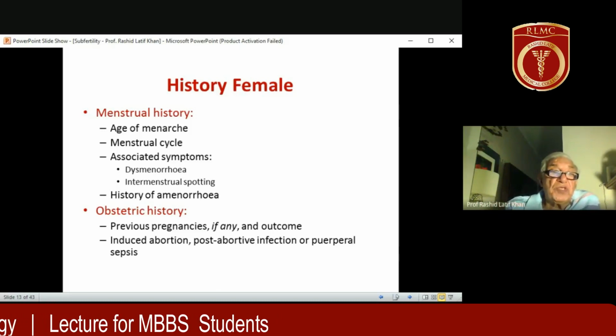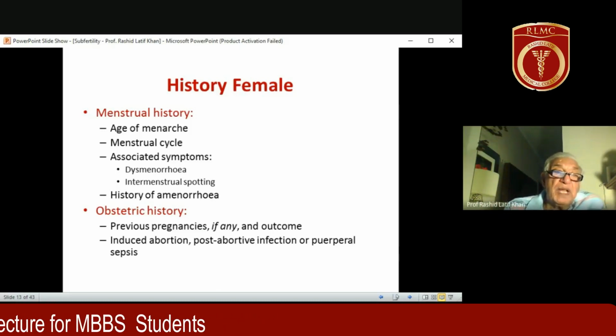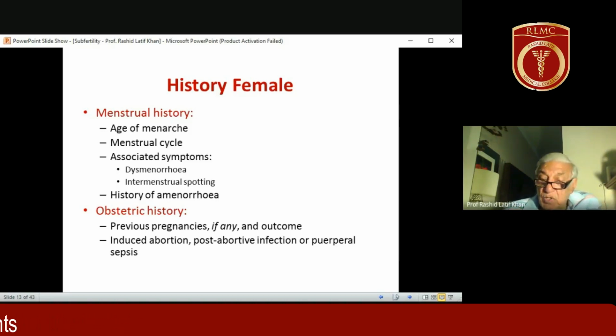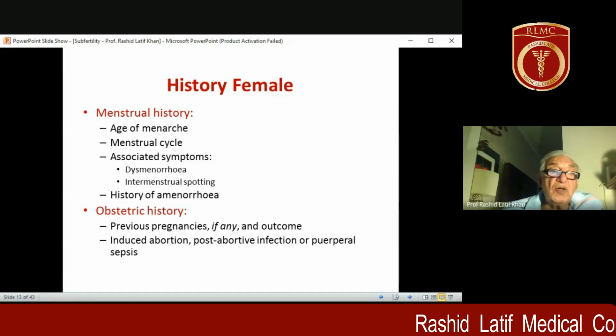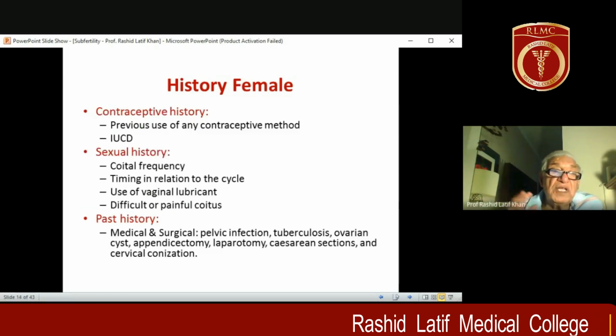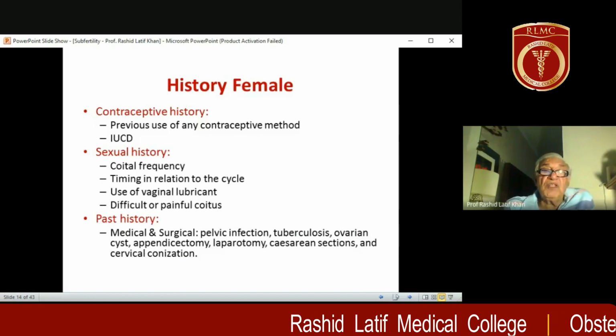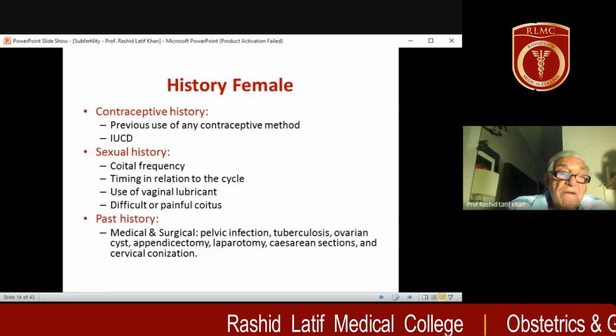Similarly, if she is not suffering from primary subfertility, if it is secondary, then past obstetrical history may be very important, because if she delivered at home, postpartum infection or hemorrhage are leading causes of subfertility in those cases where they suffer from secondary infertility.